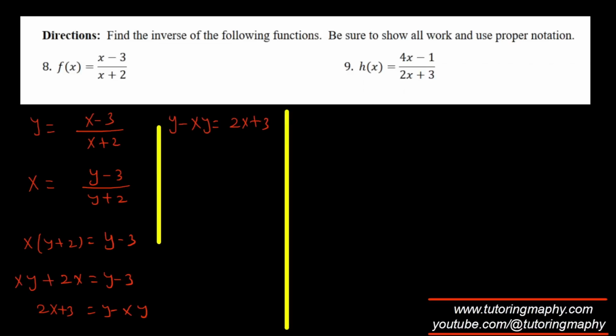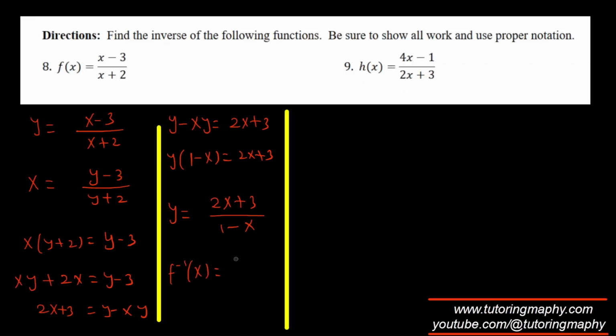I hope you understand. I'm just separating my work here. Just taking y as a common factor. So y times 1 minus x is equal to 2x plus 3. And finally, y is equal to 2x plus 3 over 1 minus x. And y can be written as f inverse x is equal to 2x plus 3 over 1 minus x. So that should be our final answer.